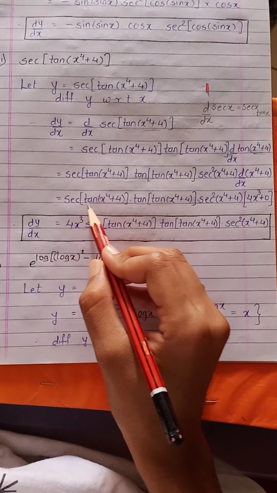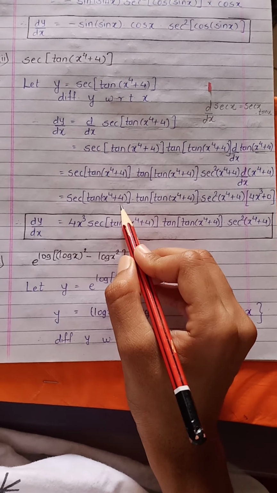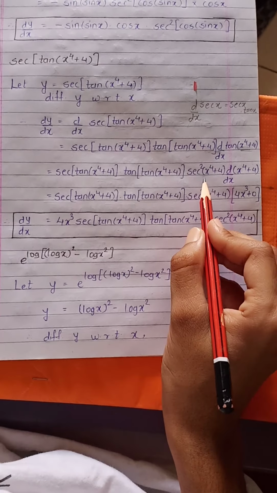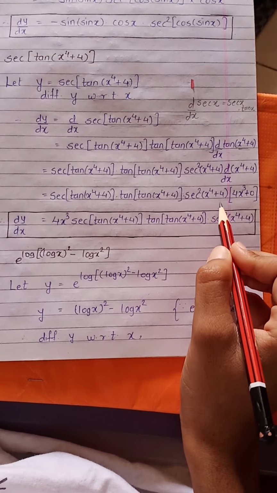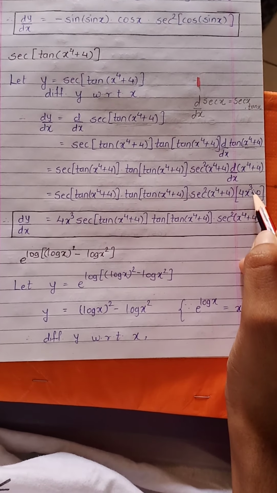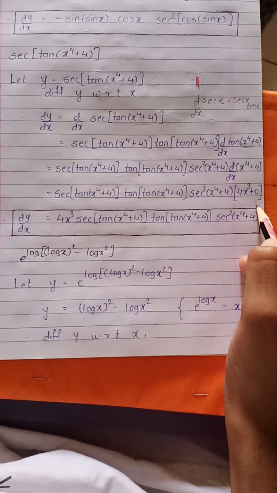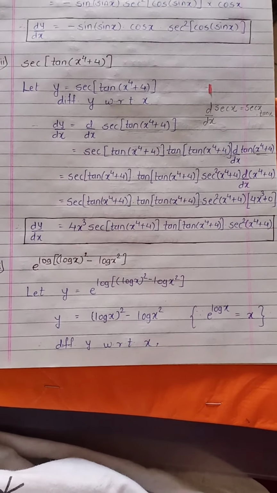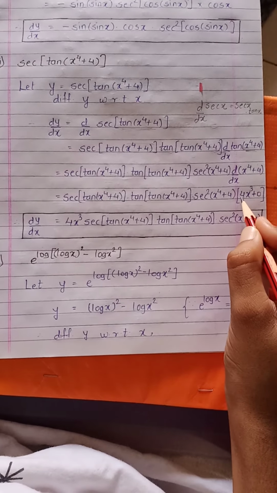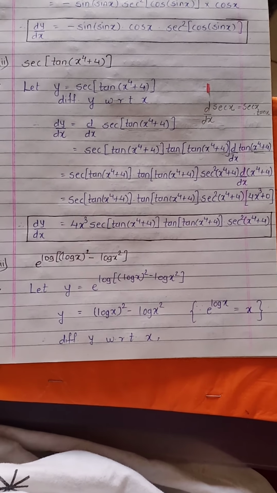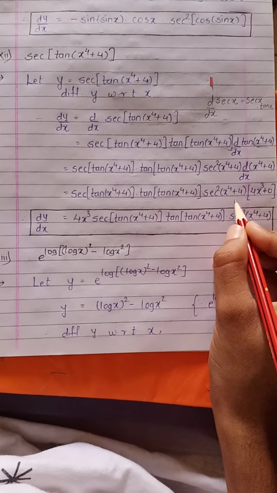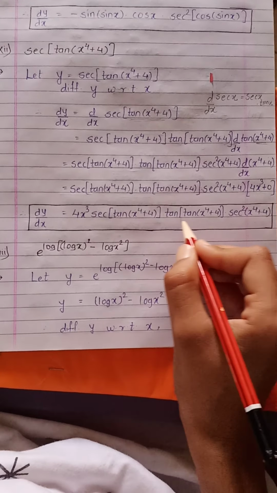Next step will be sec of tan of x raised to 4 plus 4 into tan of x raised to 4 plus 4 into secant square of x raised to 4 plus 4. And here the derivative of x raised to 4 is 4x cube, plus the derivative of 4 is 0. So just arrange your answer, that is, take this part which is 4x cube only after addition in front and then write the remaining whole part as it is.